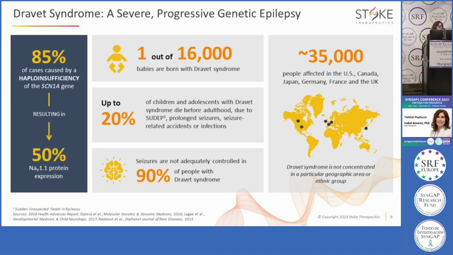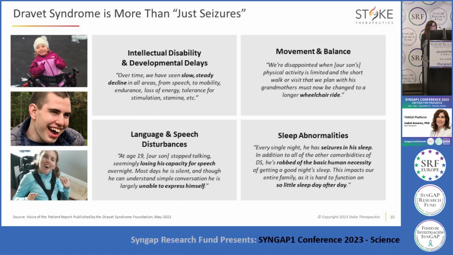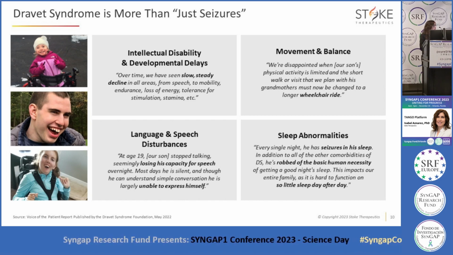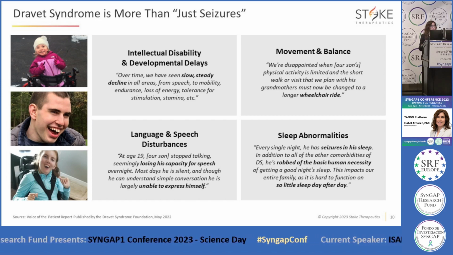Dravet is also more than just seizures, and there are other comorbidities that affect these patients and their families, and these are quotes that we received from families of Dravet patients. And clearly there is an intellectual disability component, language and speech disturbances, sleep abnormalities, and movement imbalance disorder. And we aim, by targeting the root cause of the disease, to address not just the seizures, but the entire disease.